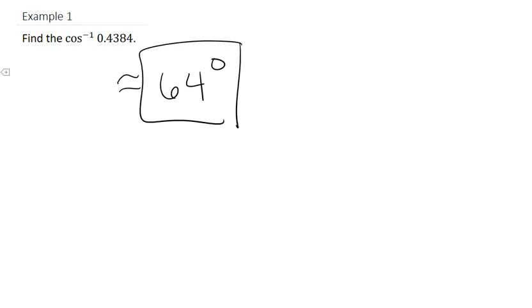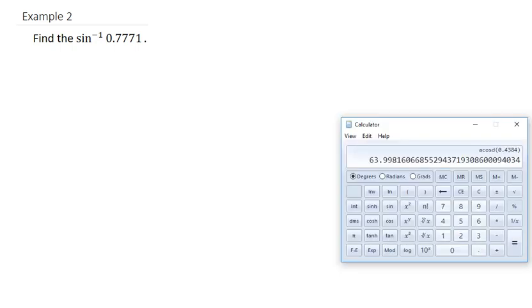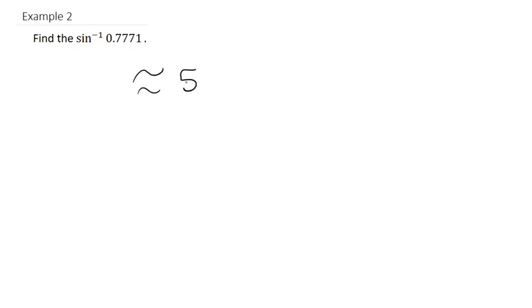Now let's do another example. Example 2. Find the inverse of sine of 0.7771. So let's get our calculators out. We enter 0.7771, take the inverse sine of that, and if we just round to our nearest whole number, we'll get 51. So 51 degrees.